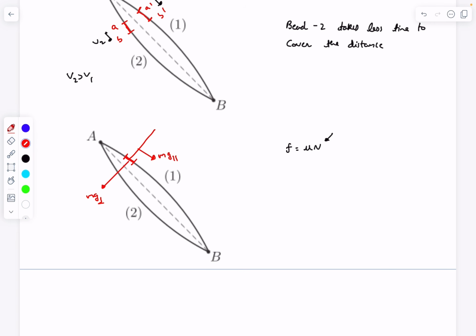Okay, so in this element, the normal reaction will be in this direction. Let's call it N1. Friction will be tangential to the path and its magnitude will be mu N1. So this is the FBD of the bead when it reaches this particular point over here. Okay, so we have to compare the final velocities. So clearly we'll take the path of the work energy theorem, which means we have to essentially compare the work done by friction.